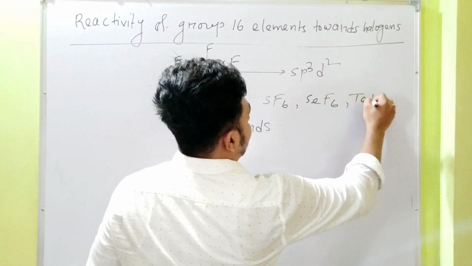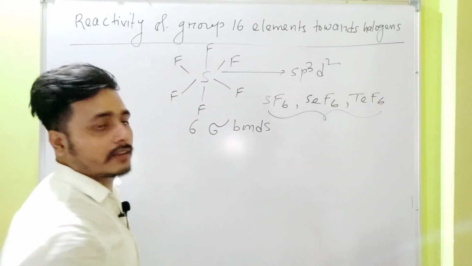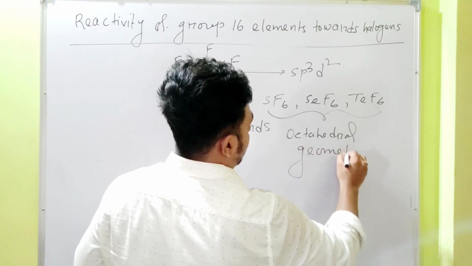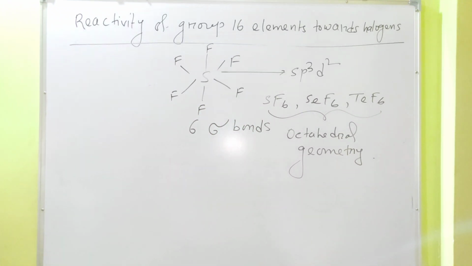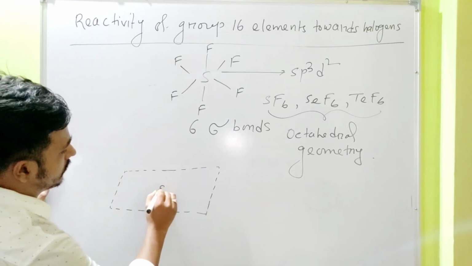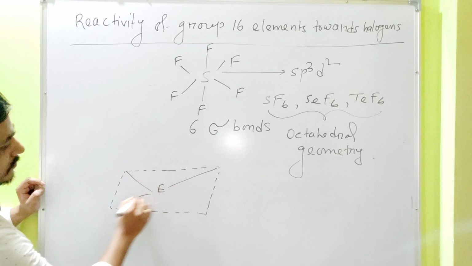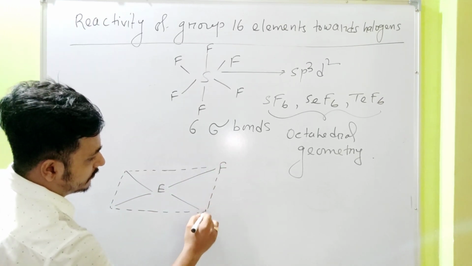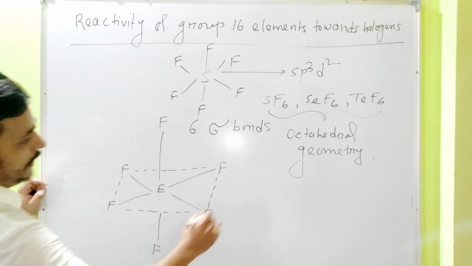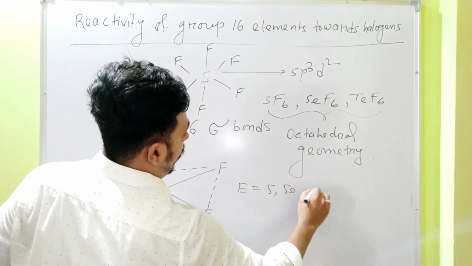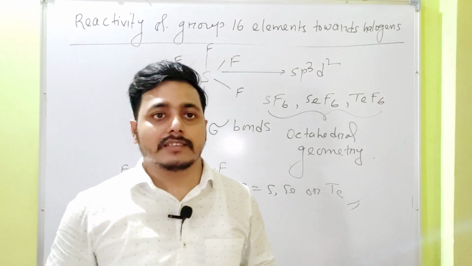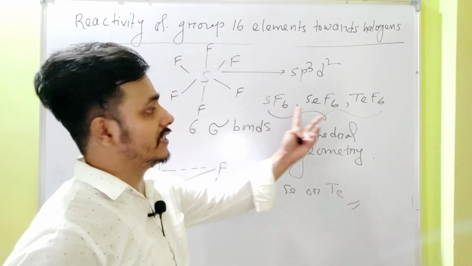So SF6, SeF6 and TeF6, all these compounds have octahedral geometry. Suppose it is EF6, where E is the sulfur, selenium or tellurium. Next we discuss hydrolysis of these three compounds.